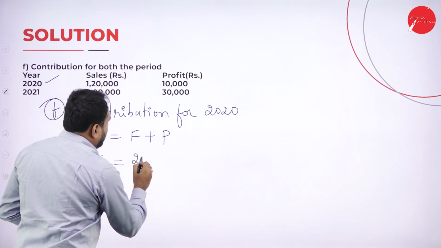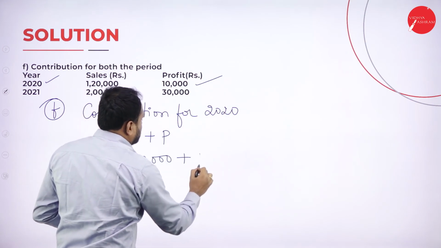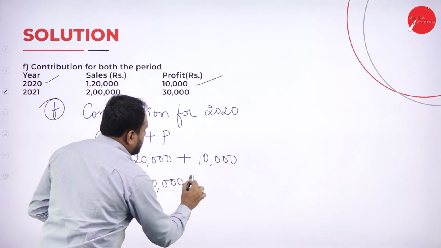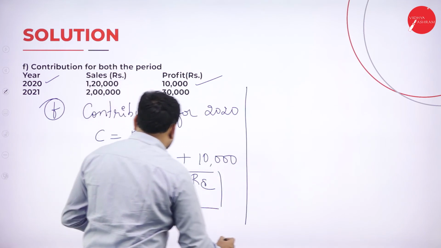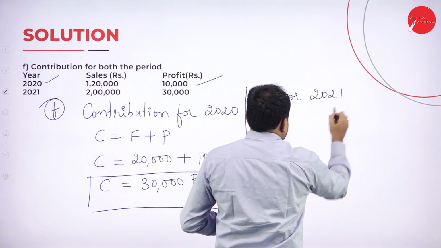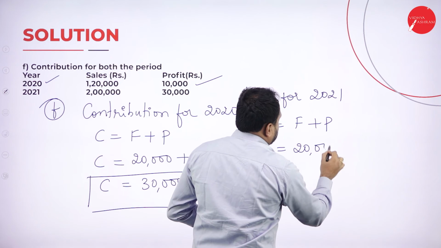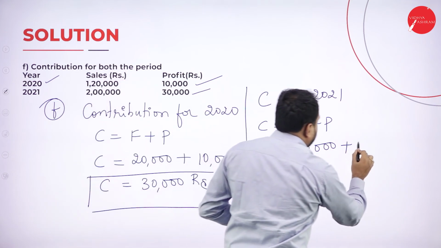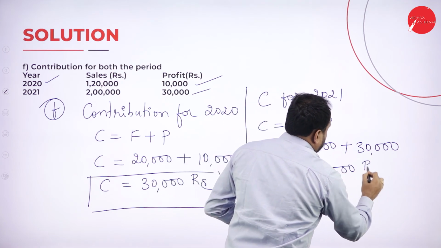Fixed cost will always be same. 20,000 is what we have actually found, plus 2020, what is the profit? 10,000. So my contribution is equal to how much? 30,000 rupees. So 2020, what is my contribution? It is 30,000 rupees. The same way, contribution for 2021. Write the formula. C is equal to F plus P. Now C is equal to F is how much? 20,000 plus what is my profit in 2021? So my 2021 profit is 30,000. So I'll write here 30,000. So contribution is equal to 50,000 rupees.